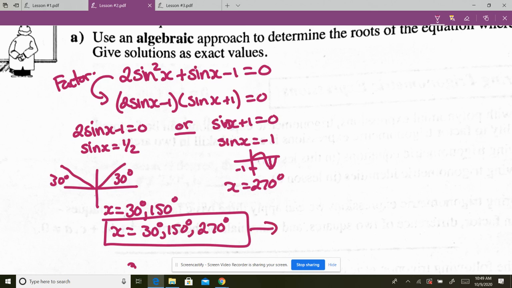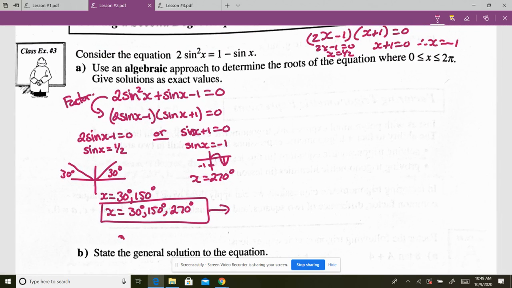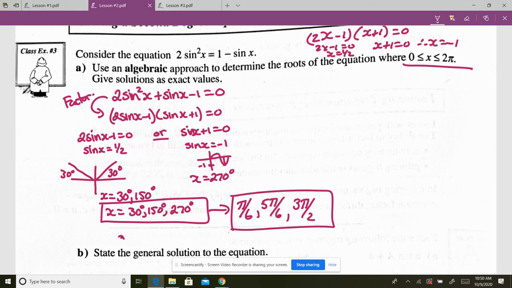Thing is, they want it in rads. So it's 30 degrees in rads. 5 or 6. How many 30-degree angles are there in 150? So then we get 5 pi over 6. And what's 270 in rads? It's a multiple of 90. 3 pi over 2. All right, there's my answers.